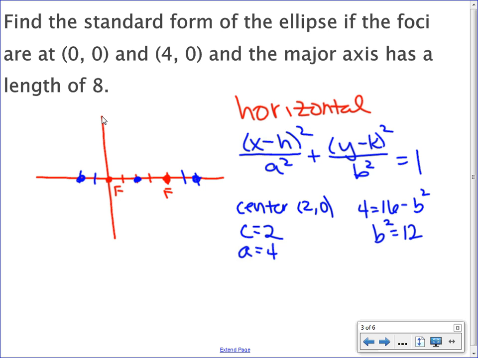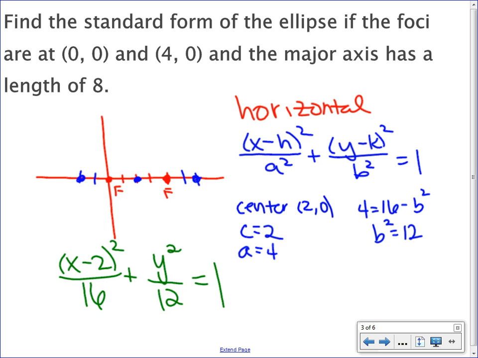So our standard form: (x minus h) squared. (x minus 2) squared over, what is a squared? Very good. Plus (y minus k) squared over b squared, which is 12, equals 1.